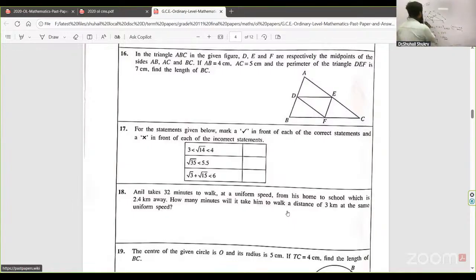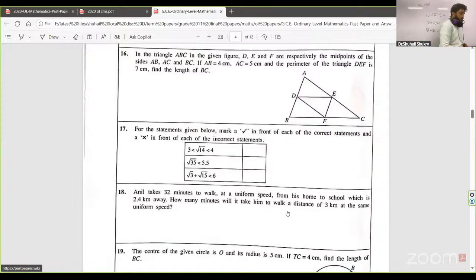There are three connections. Now, what are the three connections here? And you should be smart. We don't have time to waste here, right? Here it is 3, then here root 14, then here 4. Another one is square root 35, that is smaller than 5.5, something like this. And the other one is square root 3 plus square root 15, is less than 6, they have given.